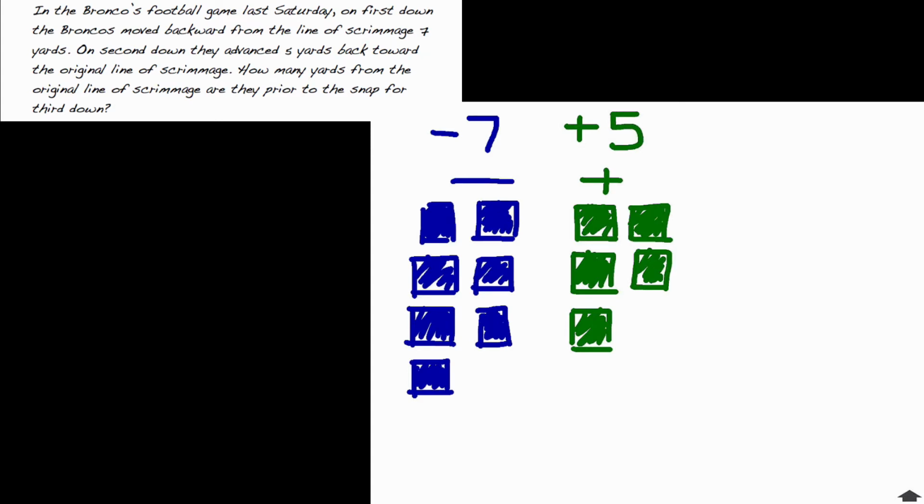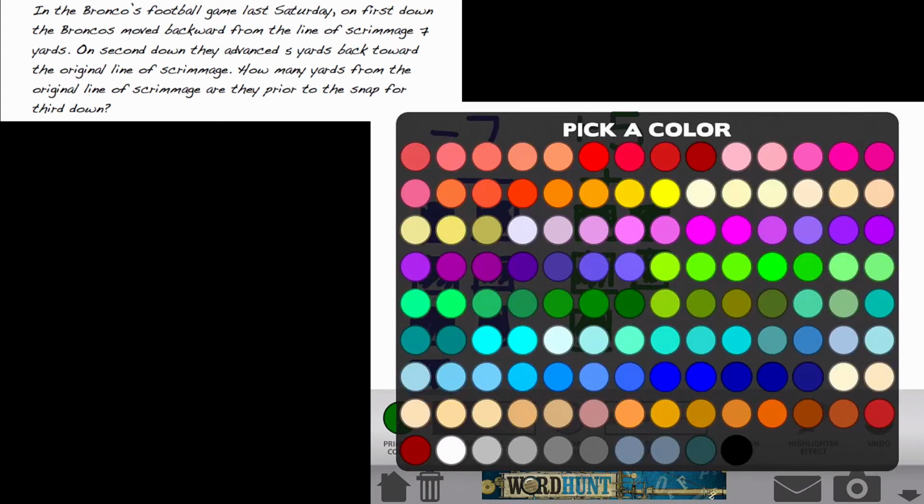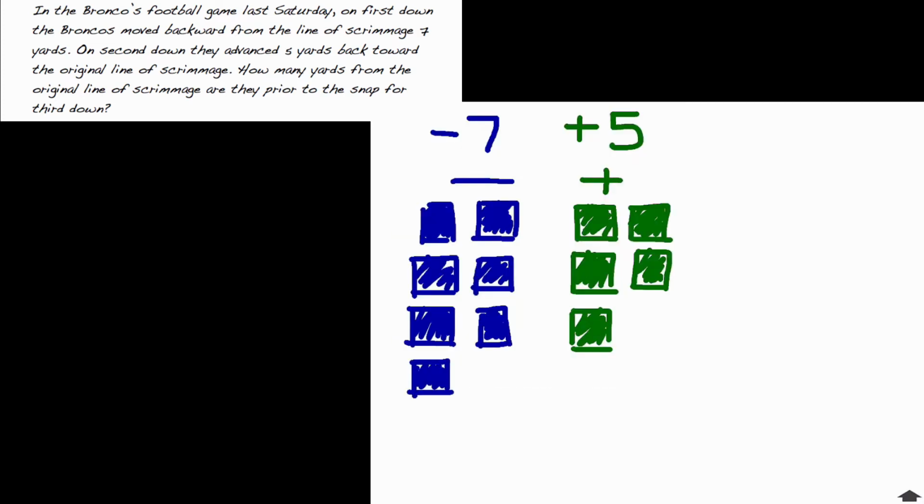So how do we actually complete this problem? Our problem is -7 plus 5. Now, for every negative and positive that we have here, they're going to cancel each other out. So these first ones cancel each other out. The second ones cancel each other out. The third ones cancel each other out. The fourth ones and the fifth ones.